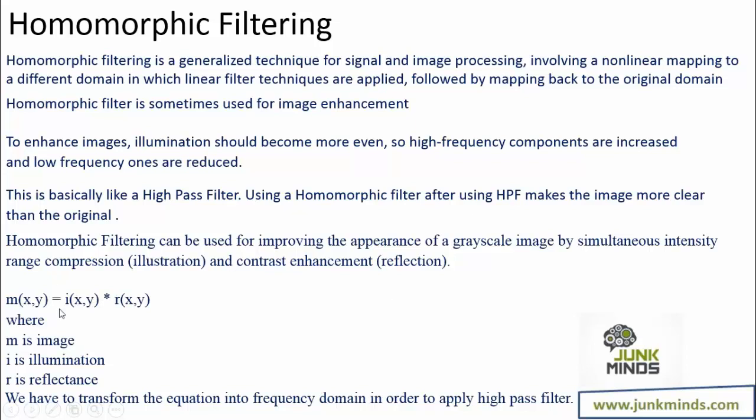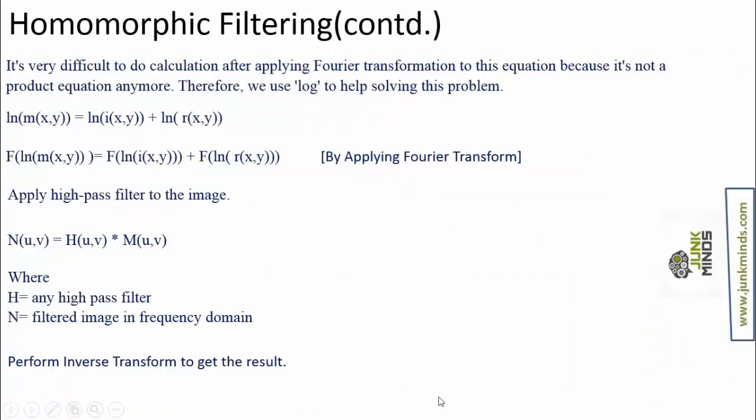Now m(x,y) can be given as i(x,y) times r(x,y), where m is the image, i is the illumination, and r is the reflectance. We have to transform the equation into the frequency domain, obviously, to apply the high pass filter. It is very difficult to do the calculation after applying the Fourier transformation because it's not a sum equation but a product. Therefore we have to use log. So your ln is your log.